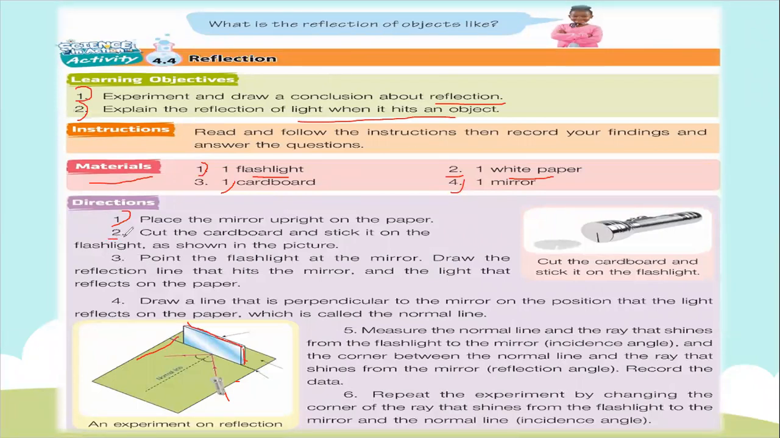Now number two, cut cardboard and stick it on the flashlight. So a cardboard, we are going to stick it on the flashlight, as shown in the picture. Here you can see the flashlight, it is actually stuck with the cardboard.